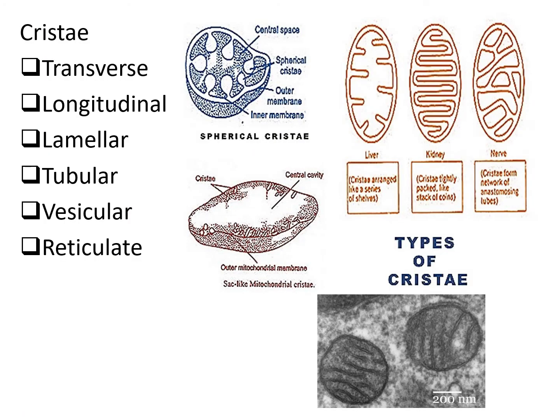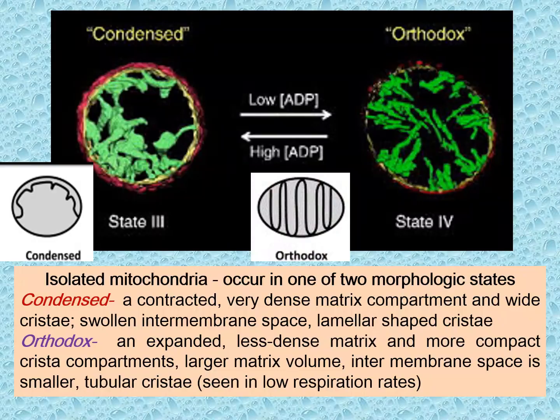Then the shape of cristae, they may be transverse, longitudinal, lamellar or plate-like or sheet-like. Then tubular cristae, so you can see tubular cristae. Then vesicular cristae, they look like sacs. These are the vesicular cristae, and reticulate, that means in the form of a network. So, cristae can be transverse, longitudinal, lamellar or plate-like or flat, tubular, vesicular which is sac-like, and reticulate which is network-like.